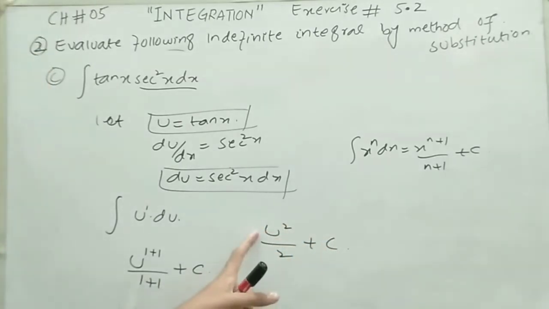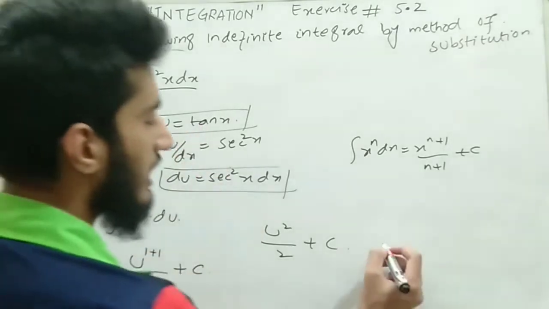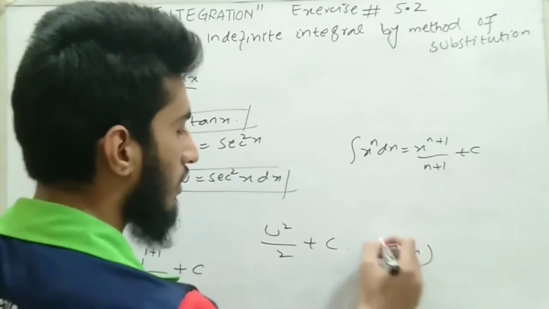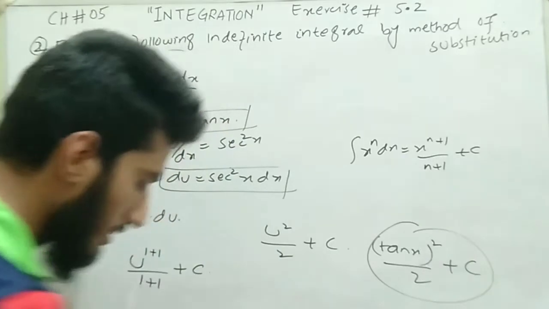u is not the original variable. Our original function is tangent x, so put tangent x over here, and it becomes tangent x whole square divided by 2 plus constant of integration. This is the required indefinite integral.